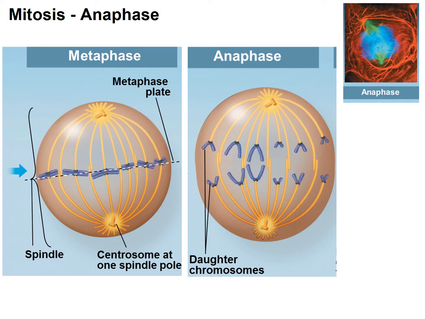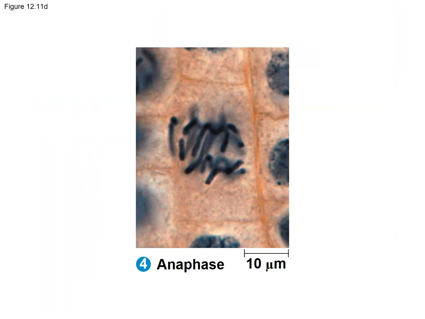So they're being pulled apart, like in a plant cell. Right, so they're still very condensed, right? There's no nuclear envelope present, and there's some space that's kind of developing in between about equal halves of the chromosomes.